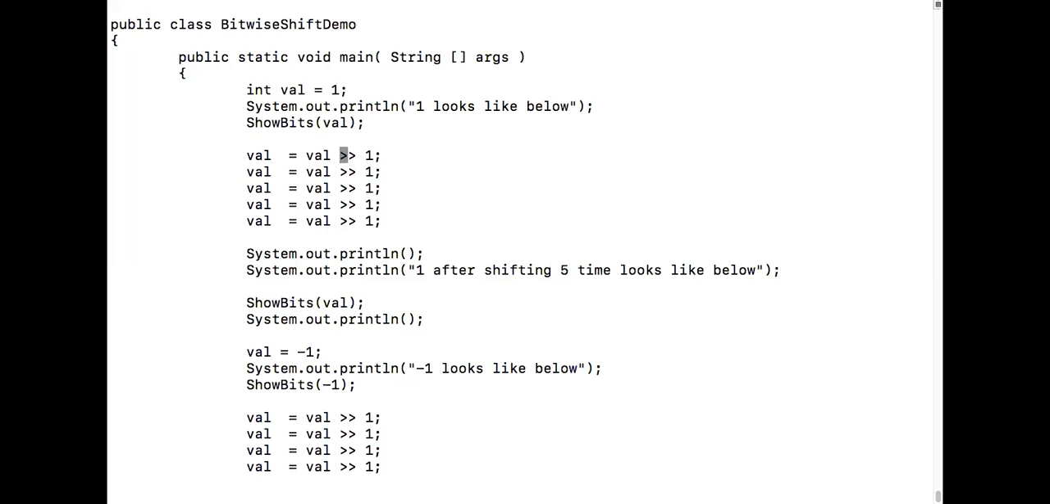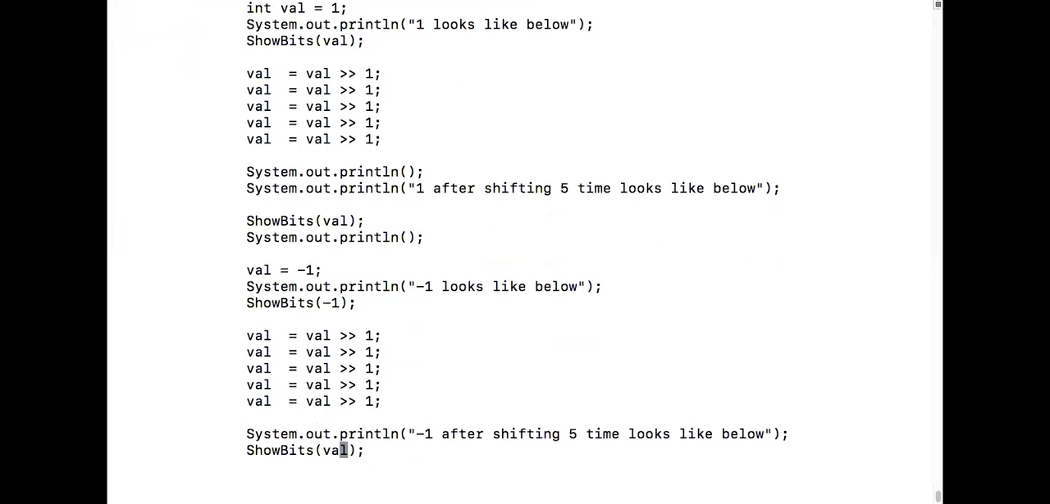Now, how many times have I shifted that one? How many times have I shifted one, guys? Tell me. 1, 2, 3, 4, 5 times. Did you see that? 5 times I've shifted. You might feel a little bit irritated looking at the code. It's okay. But over a period of time, you'll understand. Trust me on that.